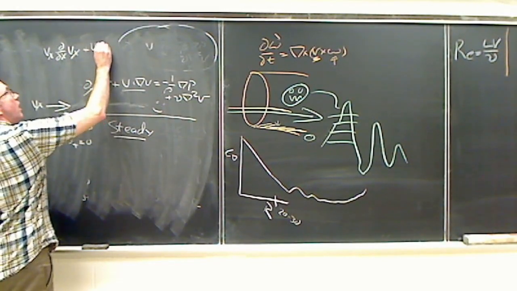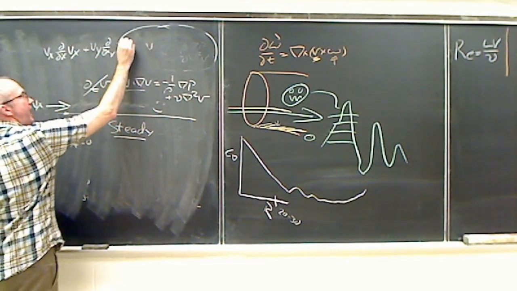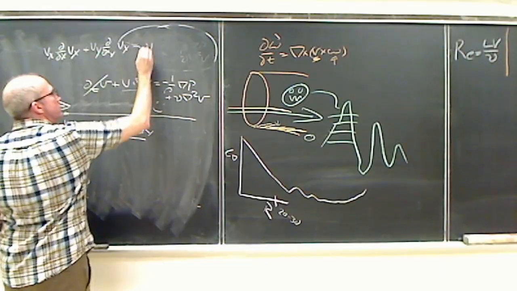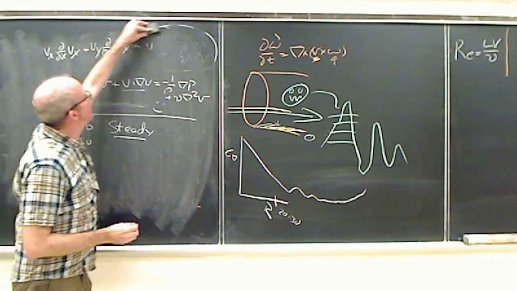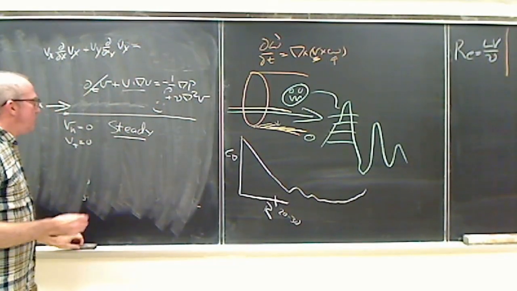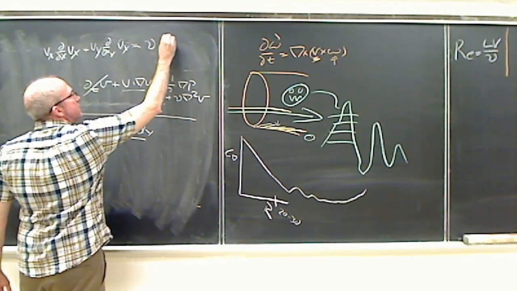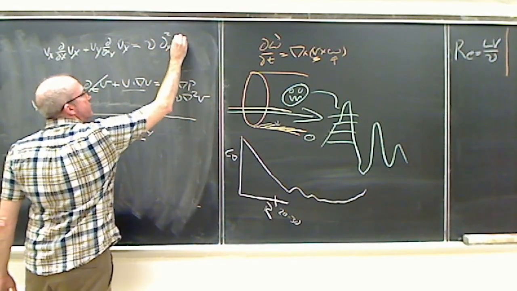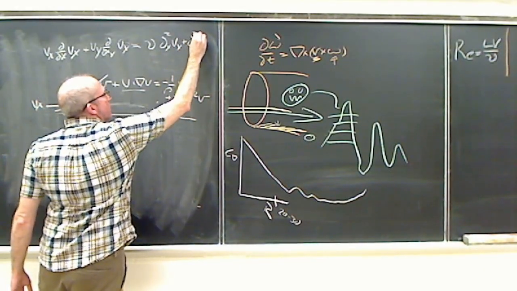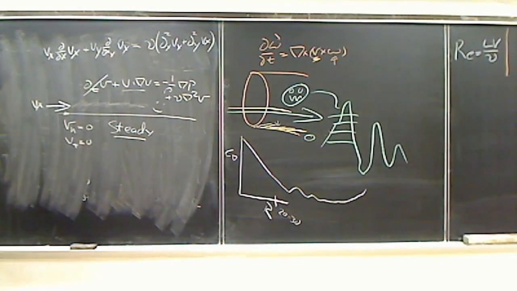Plus Vy d by dy, that's the second part of this operator, times Vx again, equals, well, let's just assume that the pressure gradients are 0, and I'm just blowing fluid into a region, is going to equal nu times d squared by dx squared of Vx plus d squared by dy squared of Vx. Okay. Does everybody understand everything in this? If not, I would say it again slower.